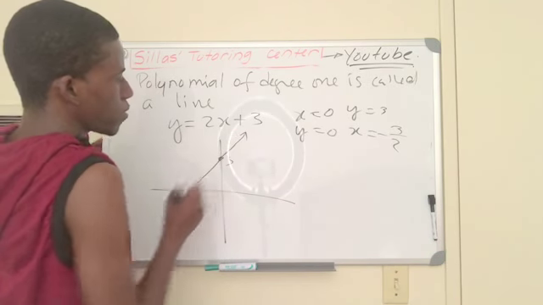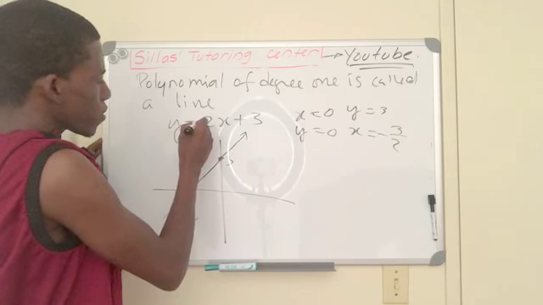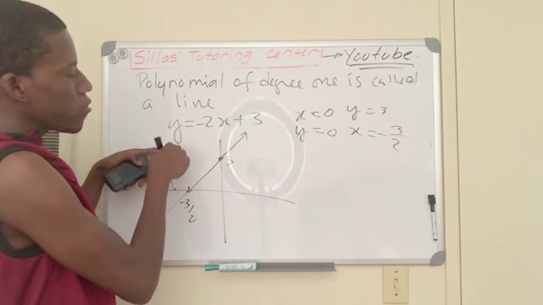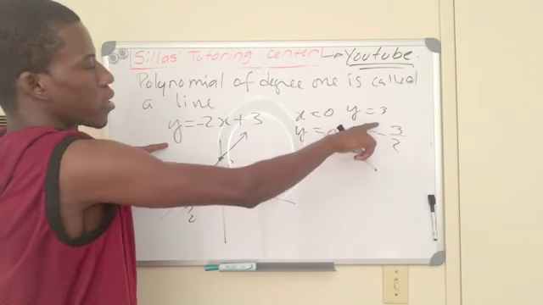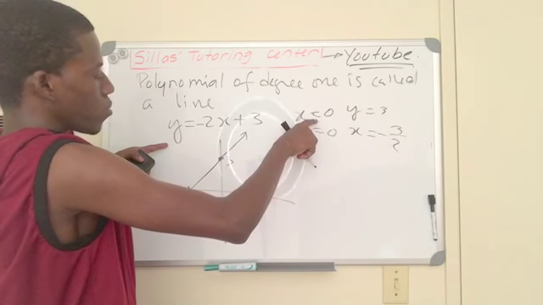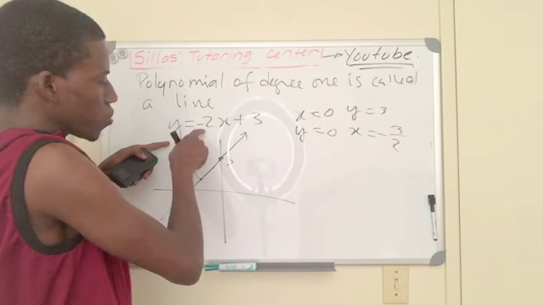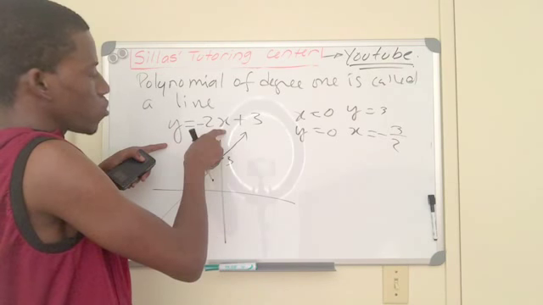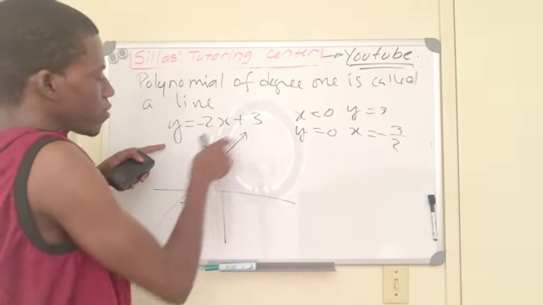Okay, so that's this way. What if it was negative 2x? Look, my y value would still be 3 when x is equal to 0. When x is equal to 0, this value doesn't matter because when you multiply by 0 it is 0. So my y is still 3.